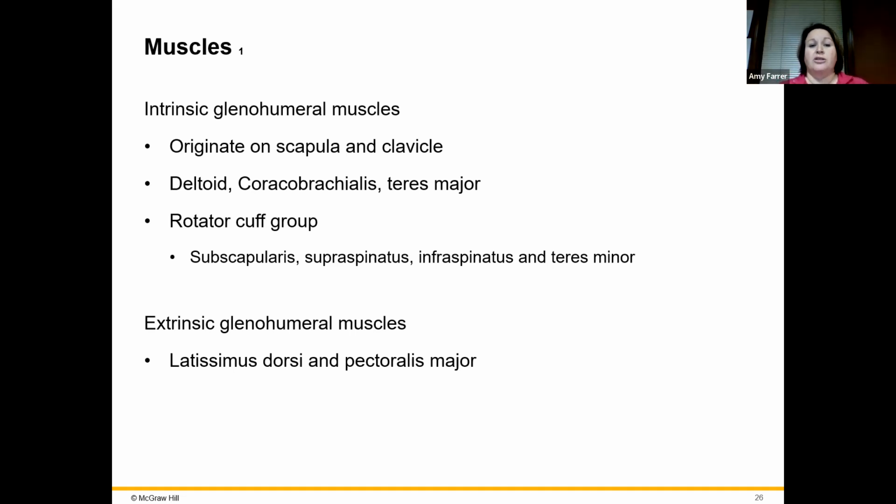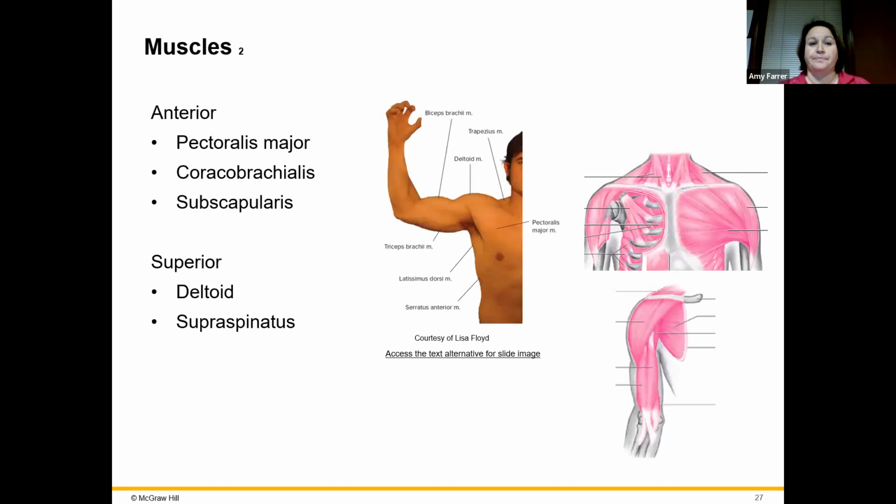Extrinsic to the GH joint are going to be your lats and your pec major, okay? So recognize which is intrinsic to the glenohumeral and which is extrinsic. So anteriorly, we have our pec major. I don't know if you can see my pointer as it goes. But remember, this is going to be your pec major. And when we took it off, this little guy here is your pec minor.